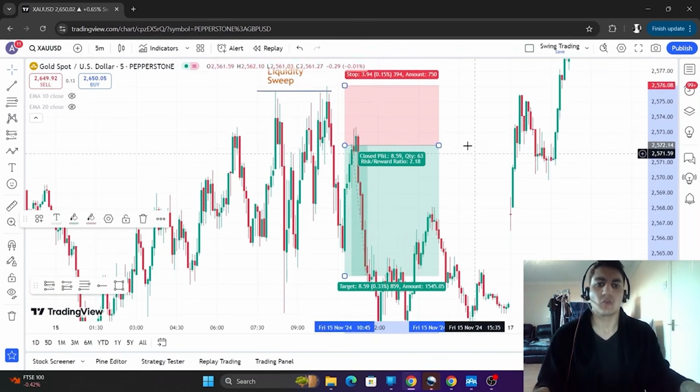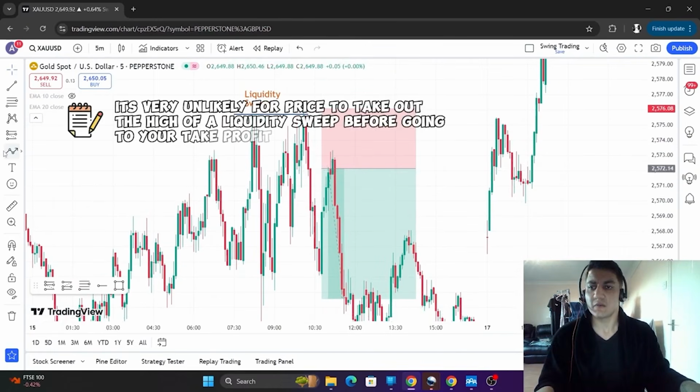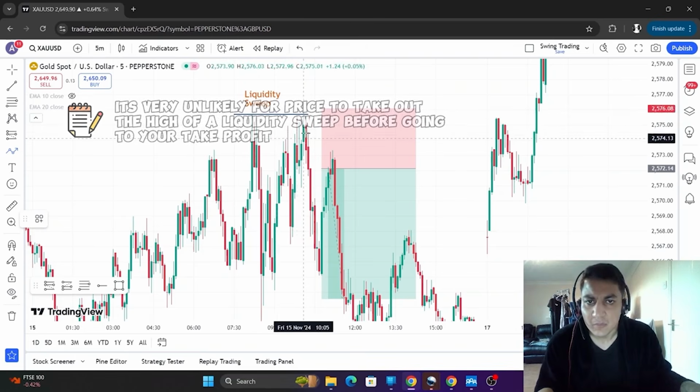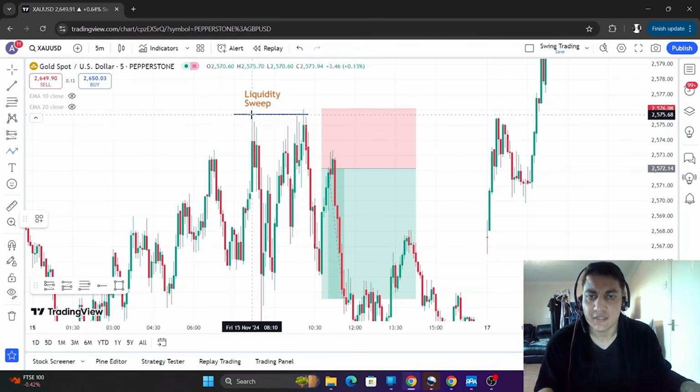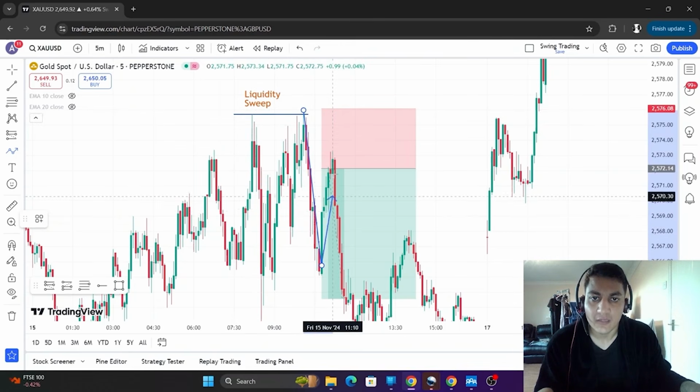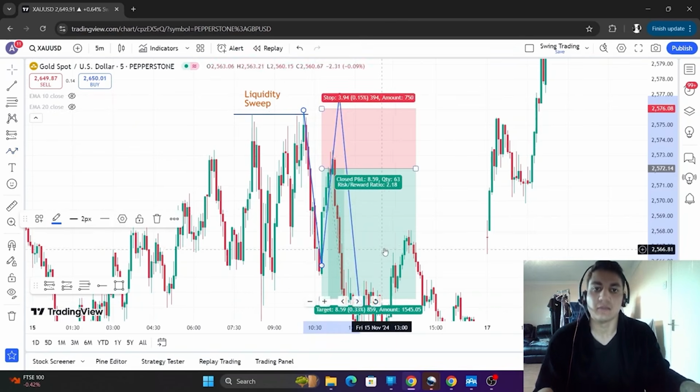Now, why do we do this? We talk about this all the time. Because it's very unlikely, if we're bearish and we've had this liquidity sweep, because remember, price only came up here just to take out that high. That's the only reason it came up there. Very unlikely that price is going to come all the way down here, come up, take out this wick again, and then go back down. Very unlikely. It is possible.